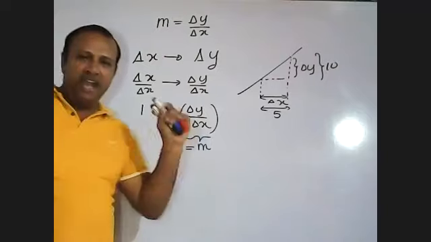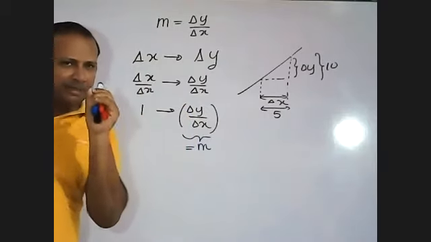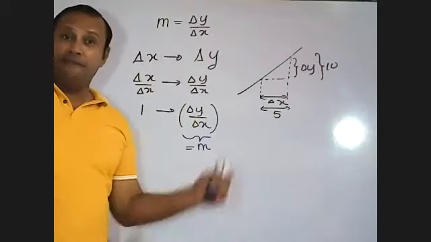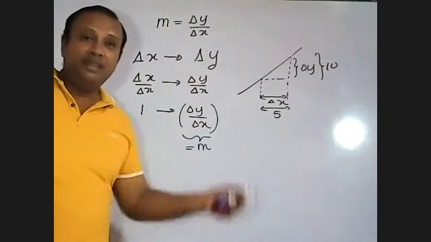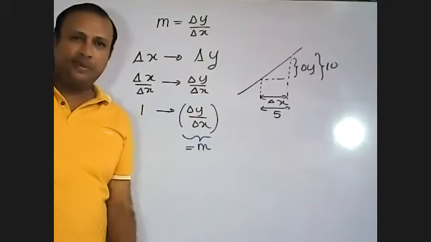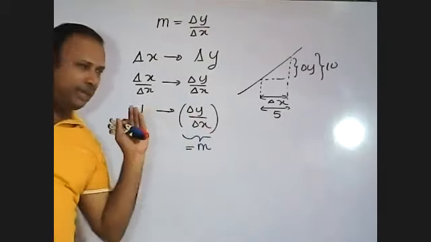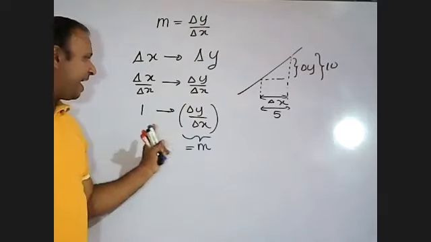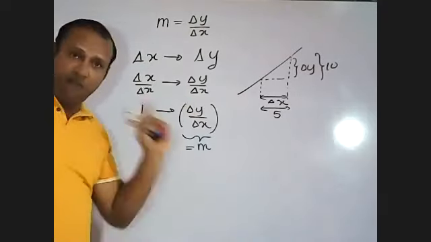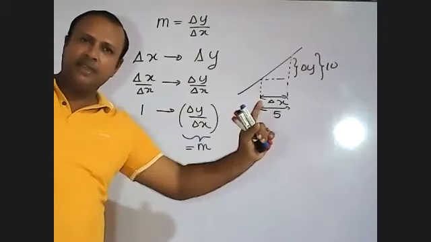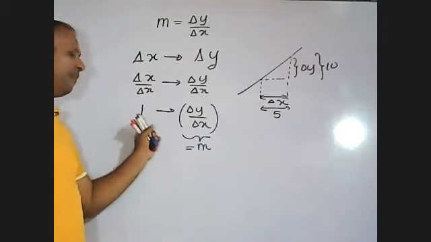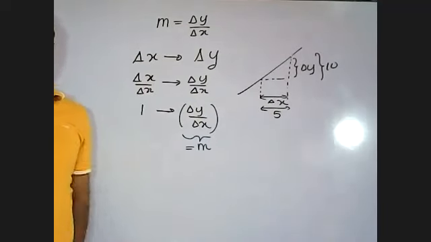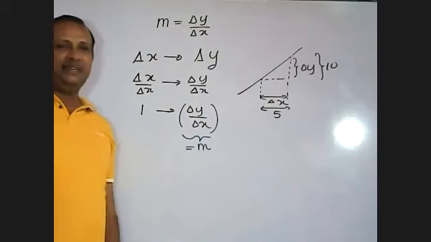Therefore, I can mathematically define, okay? Previously, we defined it in a geometrical way, but now I'm in the middle of a mathematical formulation. So I can mathematically define the gradient as the difference in y for a unit difference in x. Okay.